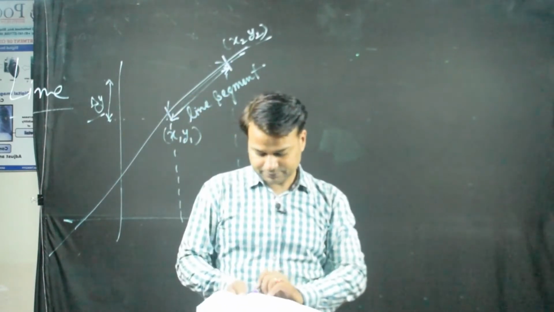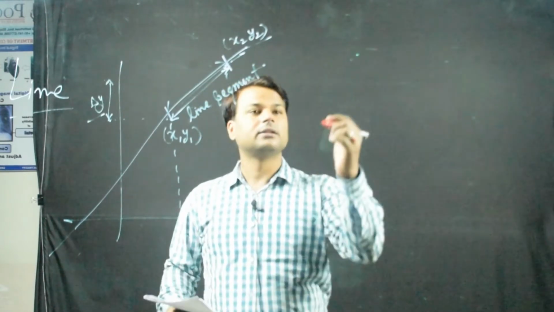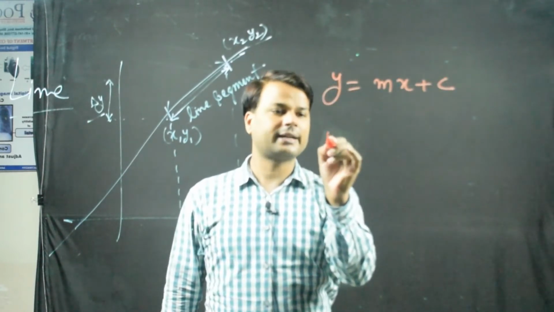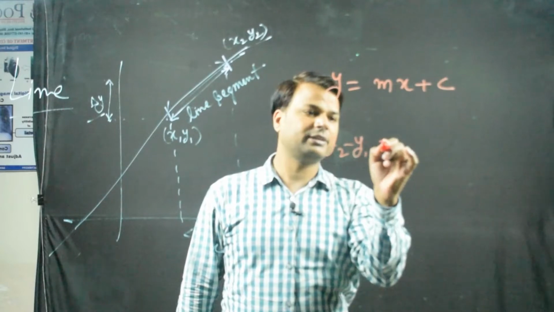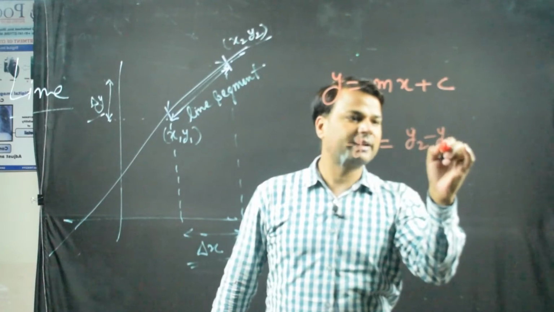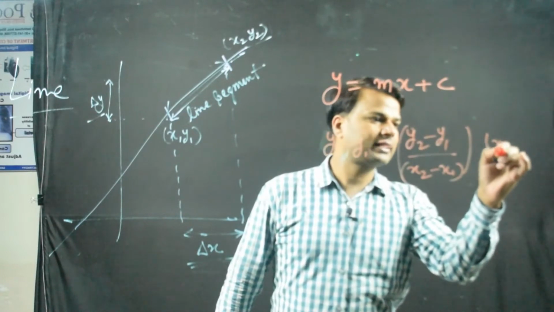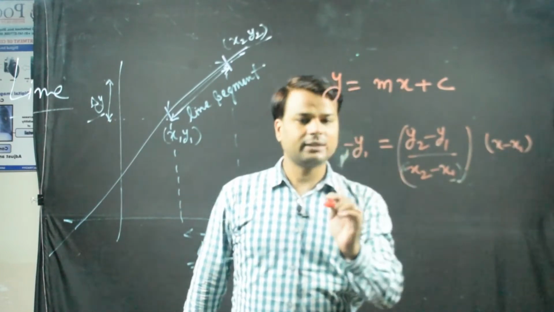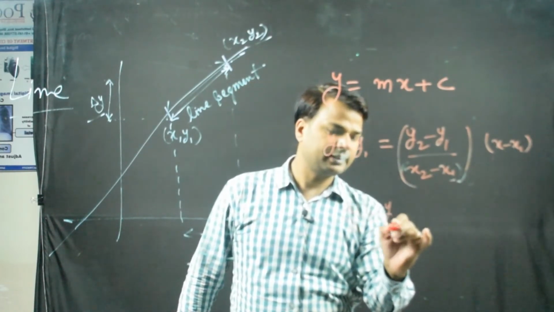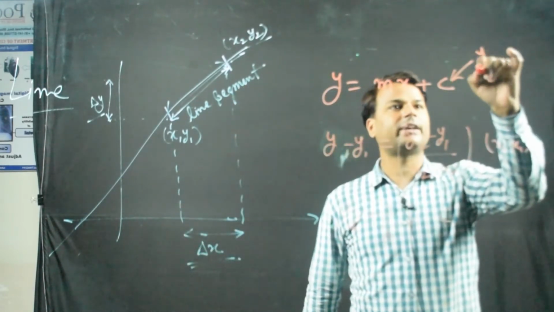When we talk about the line, we have three formulas, like we have studied earlier in our classes. Those formulas are: one is y equal to mx plus c, second is y minus y1 is equal to (y2 minus y1) upon (x2 minus x1) into (x minus x1), and third formula that we studied is x upon a plus y upon b is equal to c.